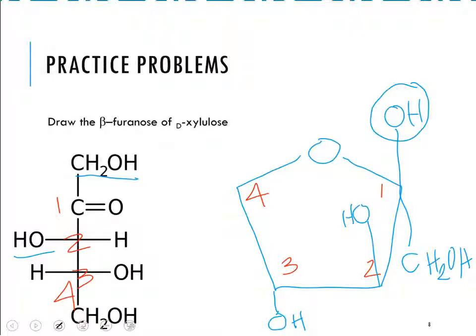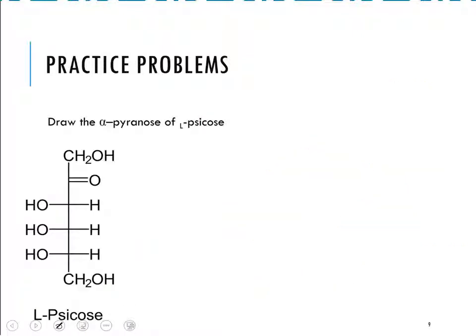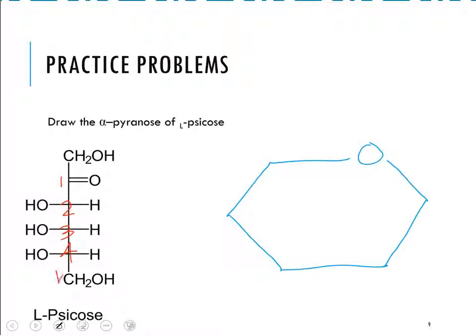All right, one more. Let's draw the alpha pyranose version of L-psicose. So again, we're going to start with our basic ring shape. And I'm going to number my carbons. And again, I'm going to start at that carbonyl. 1, 2, 3, 4, 5.